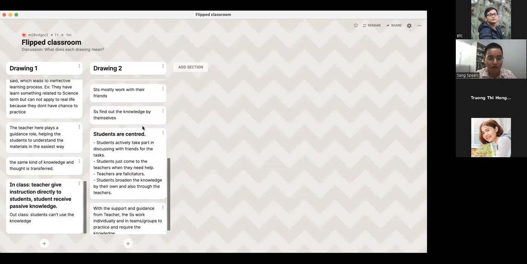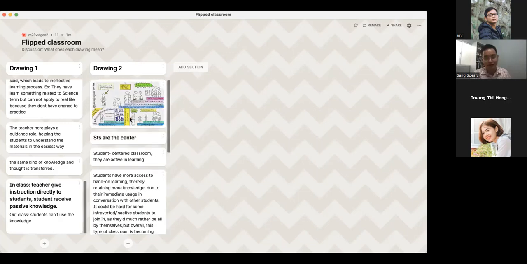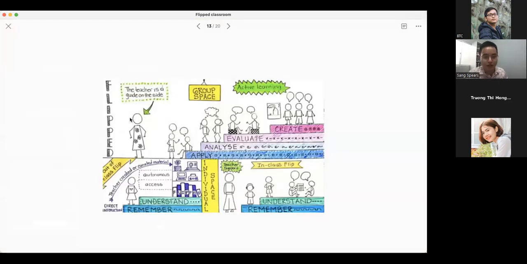Students mostly work with their friends. Students find out the knowledge by themselves. Students are the center. Students actively take part in discussing tasks with friends. Students just come to the teacher when they need help. Teachers are facilitators. Students broaden their knowledge on their own and also through the teacher. With the teacher's guidance and support, students work individually and in teams to practice and acquire the knowledge. Okay, I hear some very interesting thoughts from you.